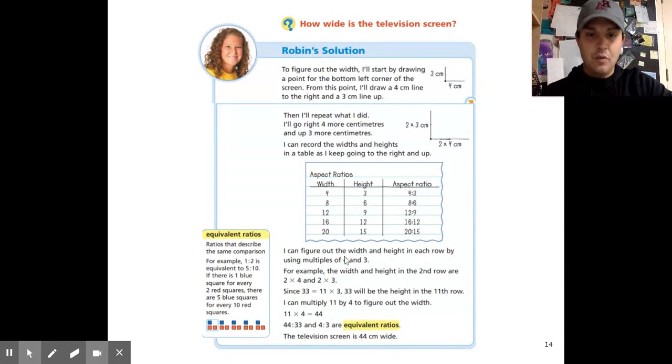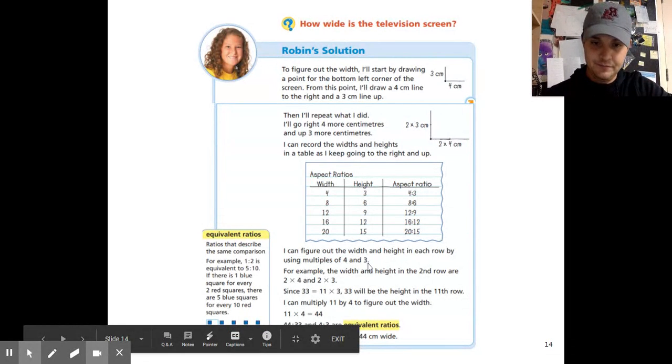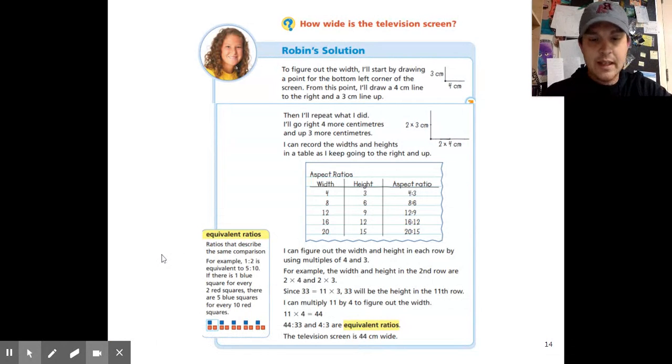I can figure out the width and height in each row by using multiples of 4 and 3. For example, the width and height in the second row are 2 times 4 and 2 times 3. Since 33 is equal to 11 times 3, 33 will be the height in the 11th row. I can multiply 11 by 4 to figure out the width.